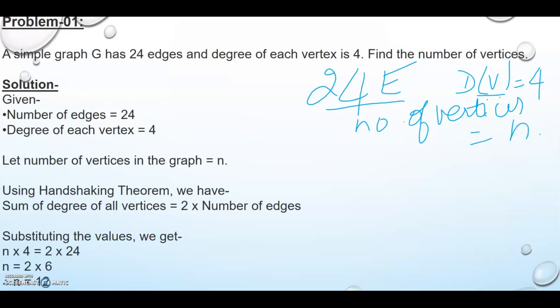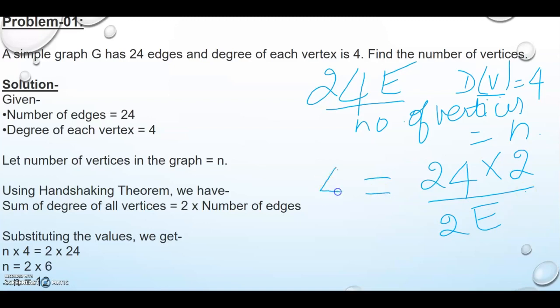So the sum of all the degrees is equal to 2 times E. How many edges? 24 edges are there. So 2 times E is 24 into 2, which is equal to the sum of the degrees. Each vertex is having 4 degrees. So if I take one vertex, it will have degree 4.